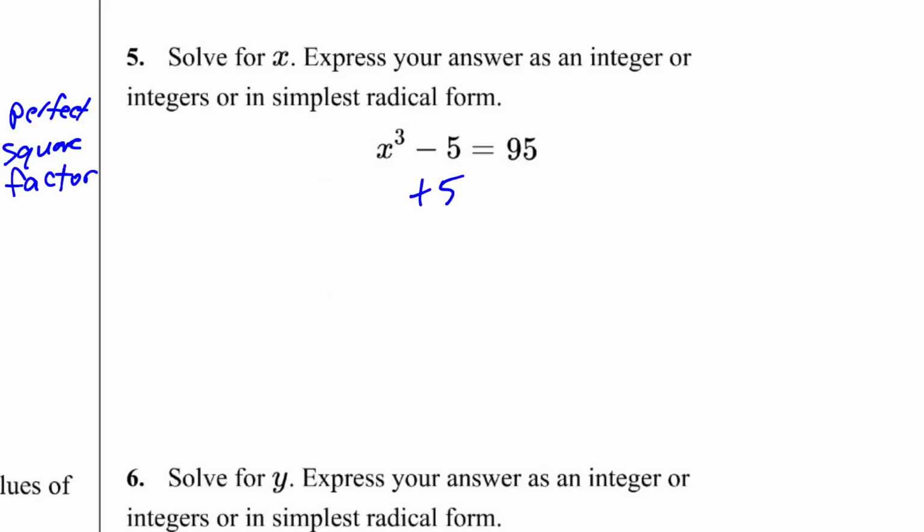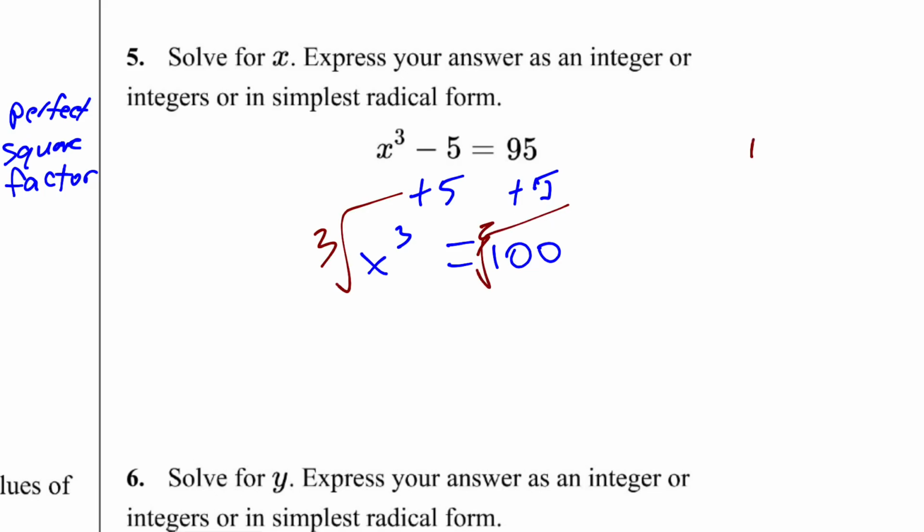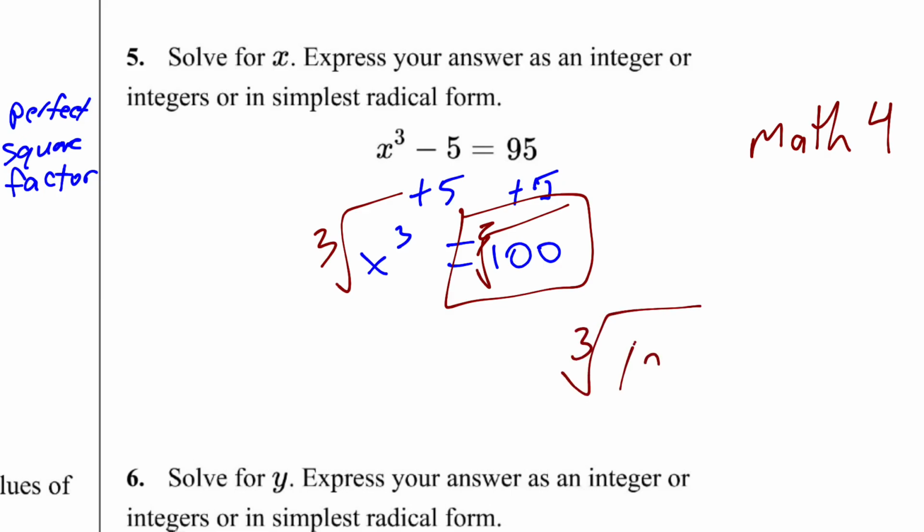This next one I'm going to add 5. And I have x cubed is equal to 100. To do the cube root in a calculator, you can press the Math 4 button. And all you have to type in is this, and it will either give you an answer or a decimal. If it gives you an answer, you write it down. If it gives you a decimal, then you write it as the cube root of 100. There are not two answers, plus or minus. There's only one.